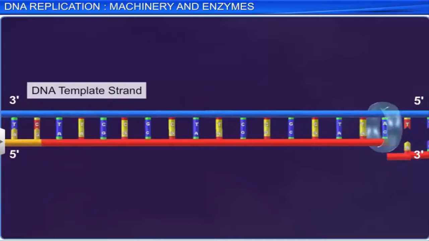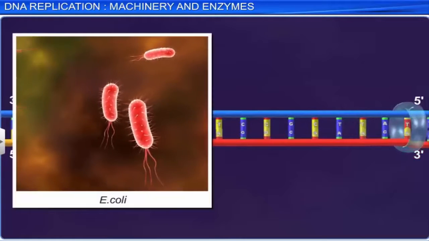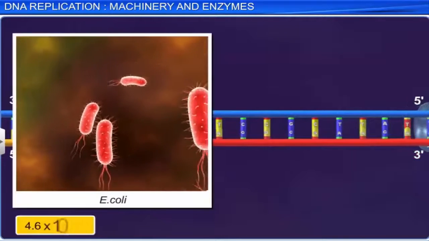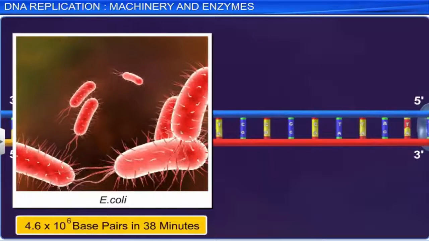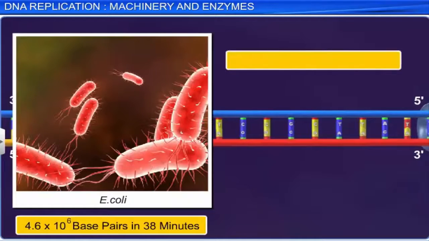For instance, E. coli can replicate 4.6 × 10^6 base pairs of its genome in 38 minutes. That is, the average rate of polymerization is 2000 base pairs per second.